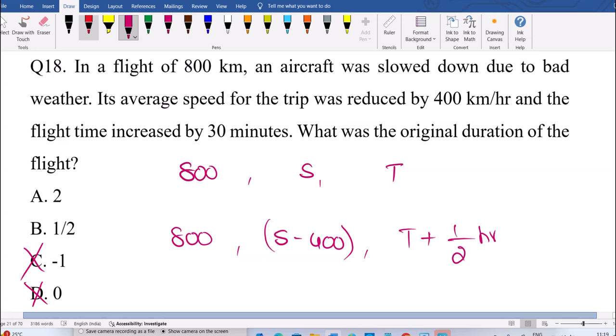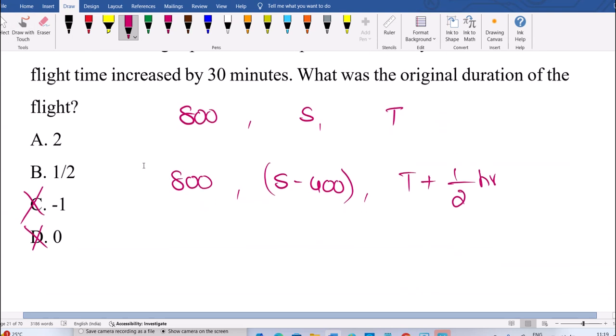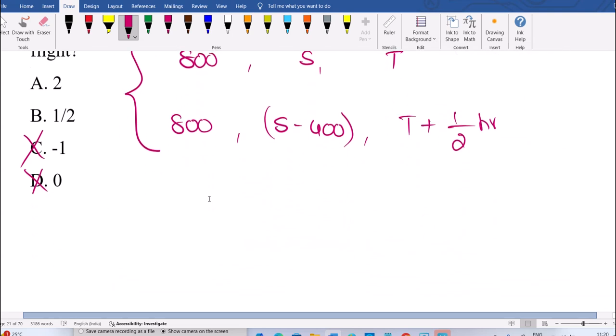Right, so you can use distance is speed into time, that gives two equations, two unknowns. I want the T value. It's your choice which way you solve this. Or else, if you recall, there is a concept in time and distance: distance is the product of speeds divided by the difference between speeds, into time saved.